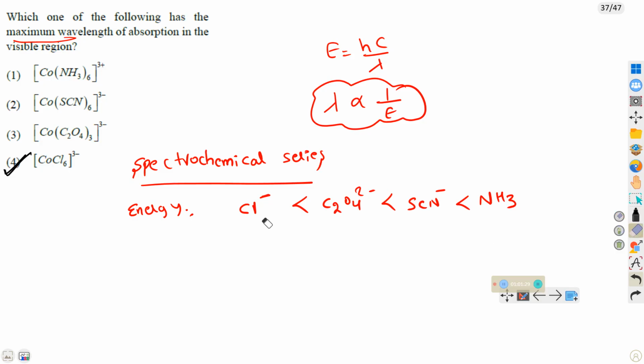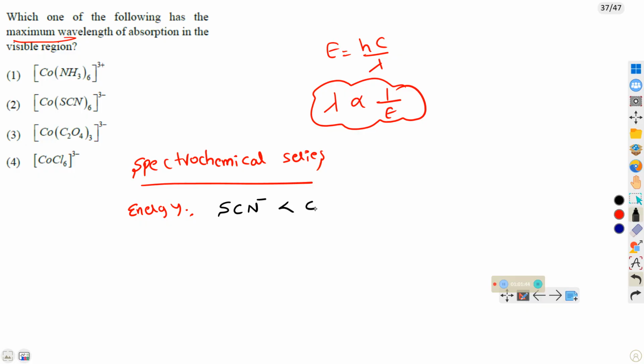So wrong. Not fourth option. Once check NCERT textbook. The order of energy is SCN⁻ < Cl⁻ < C2O4²⁻ < NH3. Based on that, second option correct.